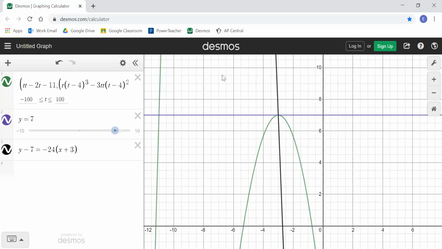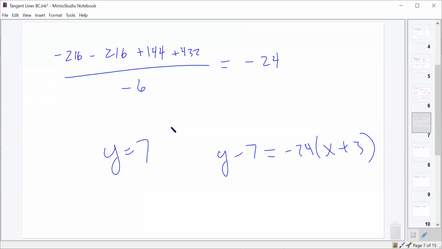Good or no? Wasn't that fun? Any questions on that? Got the idea of it? Pretty straightforward, just not the greatest arithmetic always.